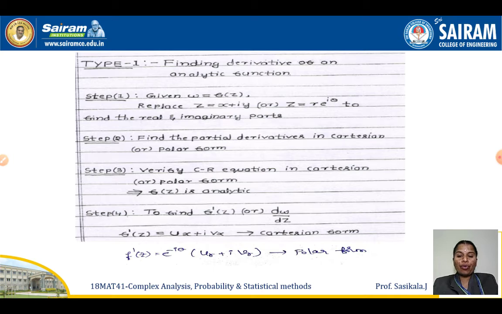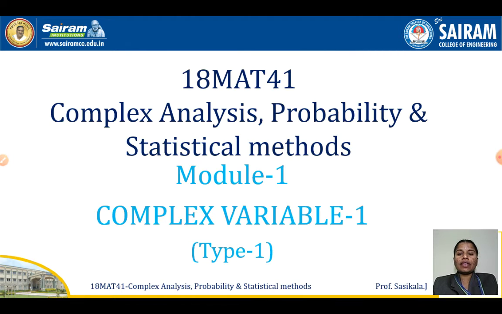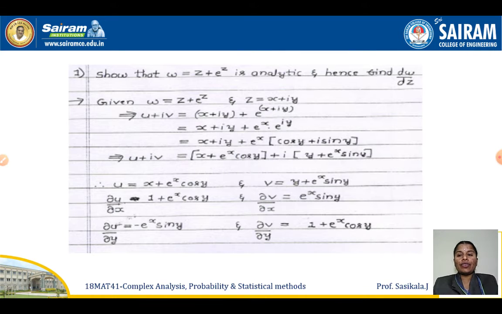Then step 4, to find f dash or dw by dz. In Cartesian form, as per the proof we have learned, f dash is ux plus ivx. We have proved this step in one of the cases. Similarly, in polar form, f dash of z will be e power minus i theta into ur plus ivr. After replacing this ux and vx, we can easily find your f dash. So we'll go with the example problem.